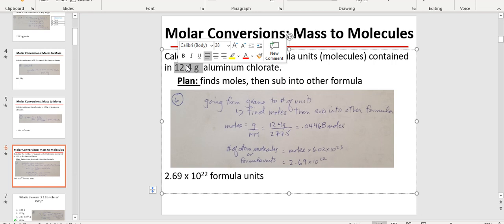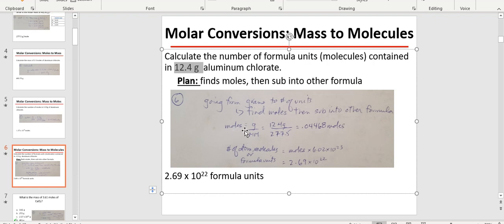So if you get a question like this where I give you information from one triangle, but I'm asking for information from the other, the key is to find the moles and then substitute it into the other formula. Okay? So the plan here, going from grams to the number of units: find the moles, then sub into the other triangle, other formula.